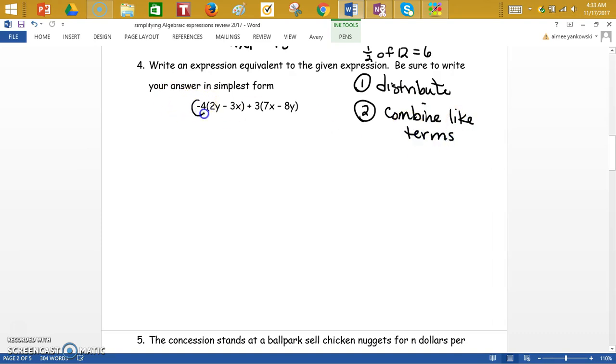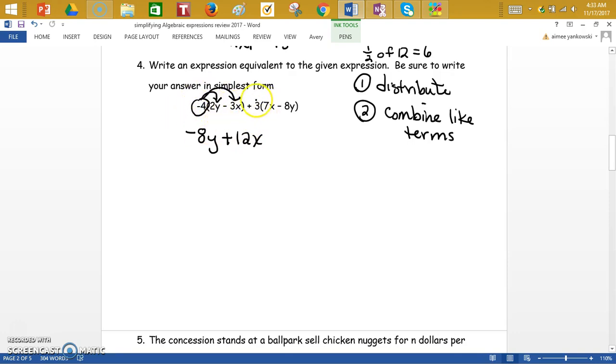So first of all, I'm going to distribute a negative 4 through the first set of parentheses. Negative 4 times 2y, a negative times a positive, that would be a negative 8y. Minus a negative, here I have minus a negative, becomes plus. 4 times 3x is 12x.